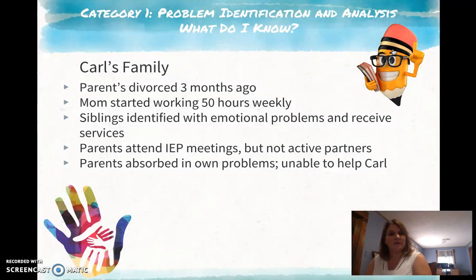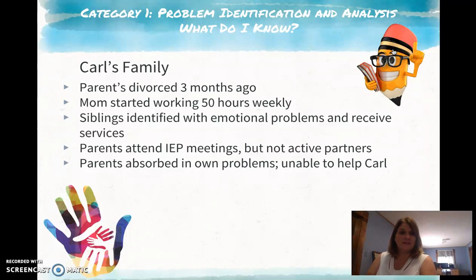What I know about Carl's family: they divorced 3 months ago, a very heated divorce. Because of the divorce, Dad moved out and Mom had to start working, and she was working 50 hours a week to support the family. So Carl has had major disruption in his home life.